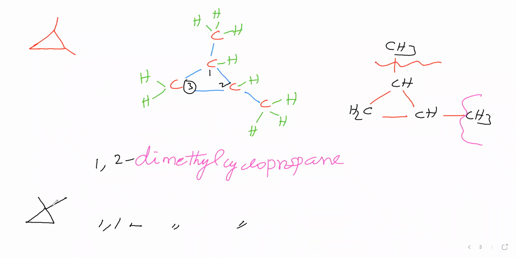Therefore, these two are which isomers? Position isomers. So we can call these two are position isomers. 1, 2 dimethyl cyclopropane, 1, 1 dimethyl cyclopropane. These two are, we can say, position isomers.